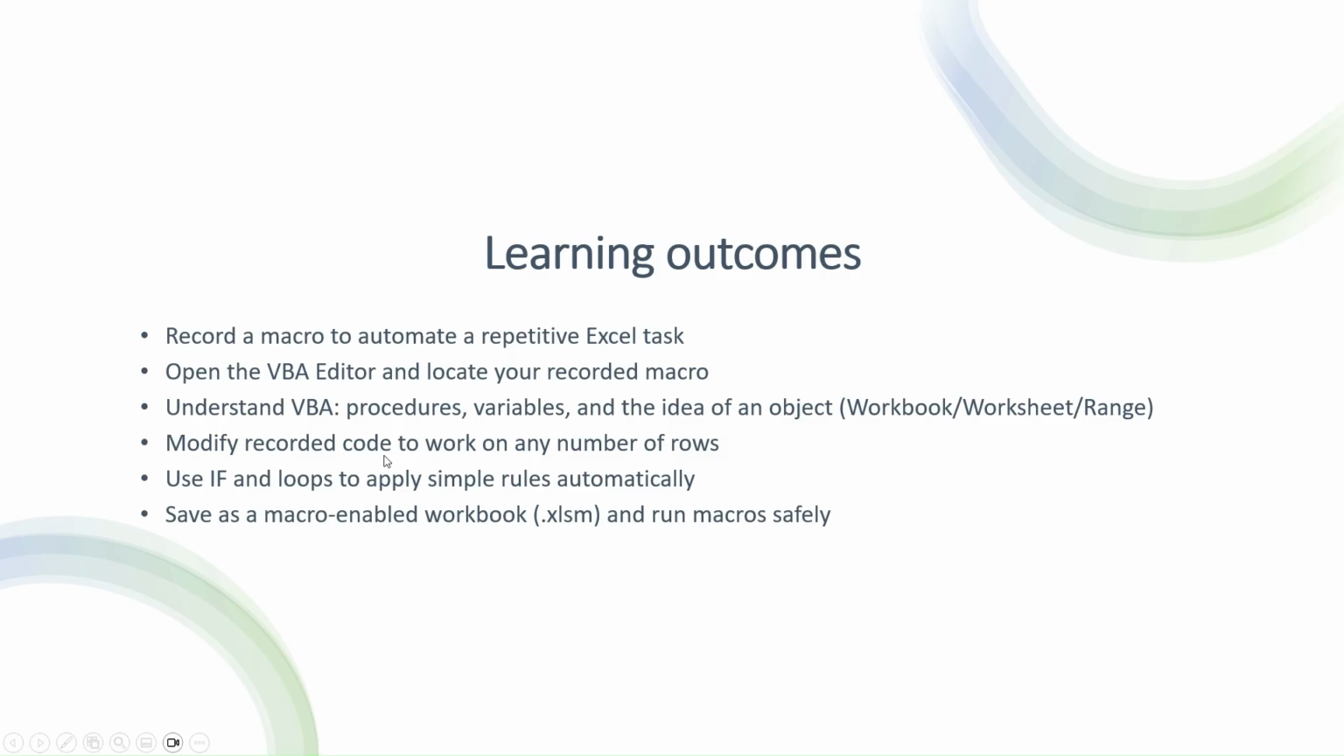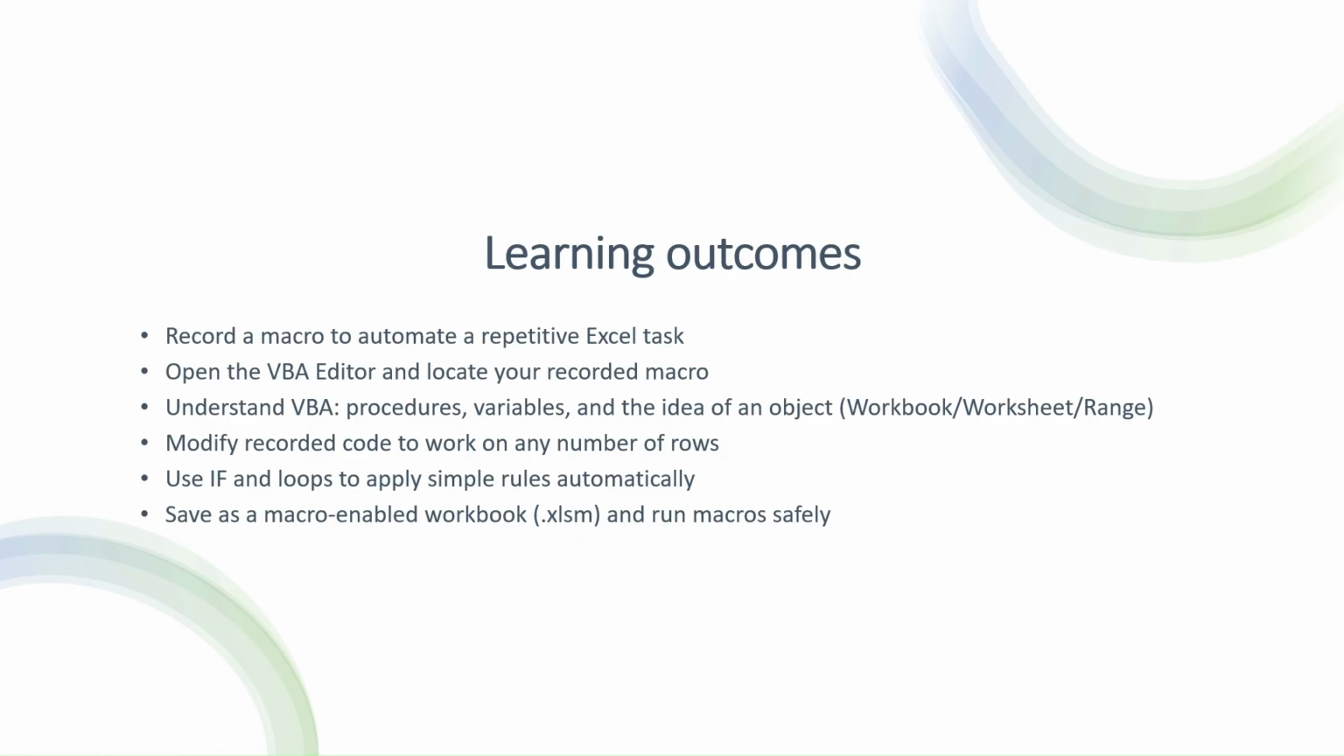I'm going to discuss that further. And then we are going to modify recorded macros so that they work for any dataset length, for example, not just on a fixed range as when you are recording a macro. And then we are going to use if and loops to apply simple rules automatically. And obviously, we will save the file correctly as xlsm, sorry, and run the macro safely, right? That's what we want to do.